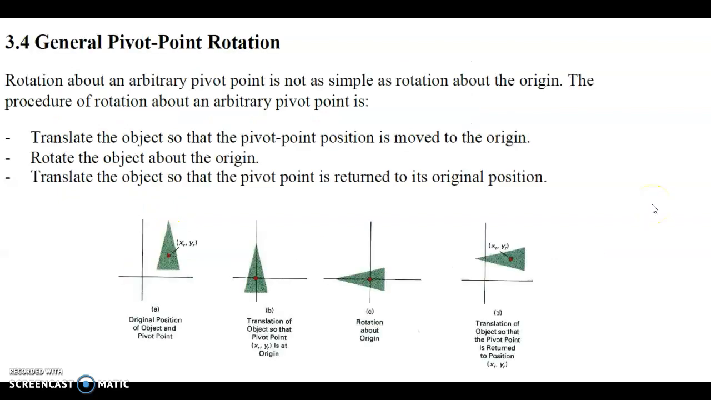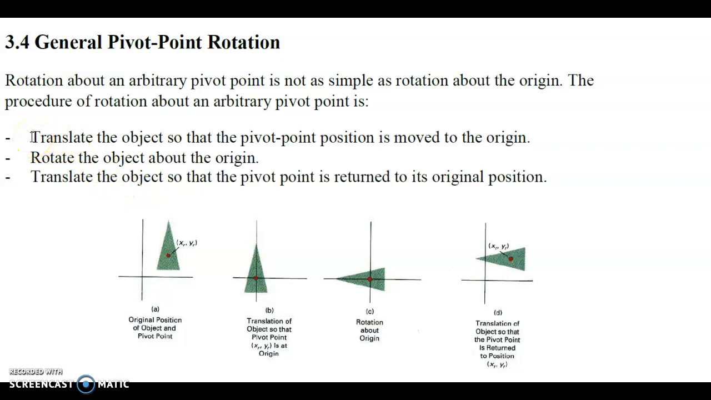The next one is general pivot point rotation. Till now we have seen normal rotation with respect to the origin. But what happens if the object is like this and you want to rotate it with respect to this point, the red point, which is xr and yr? In this situation, we move this point to the origin. So translate the point to the origin, then do the given rotation about that origin, and then reverse translate the object back to its original position. That is what is given here.